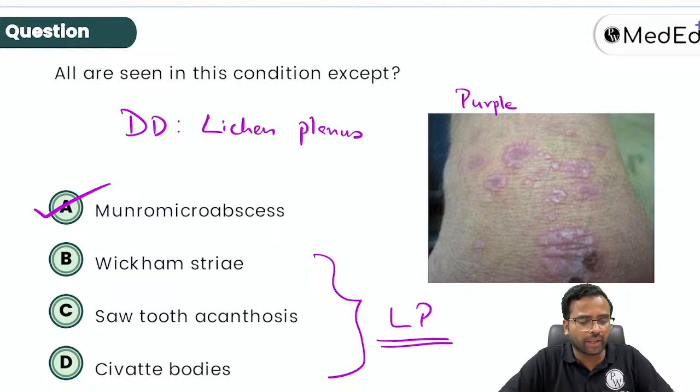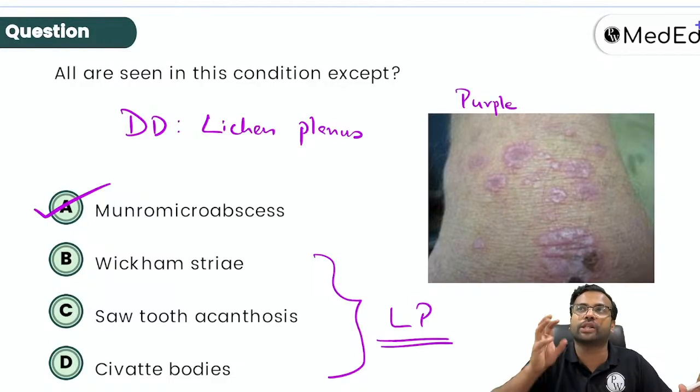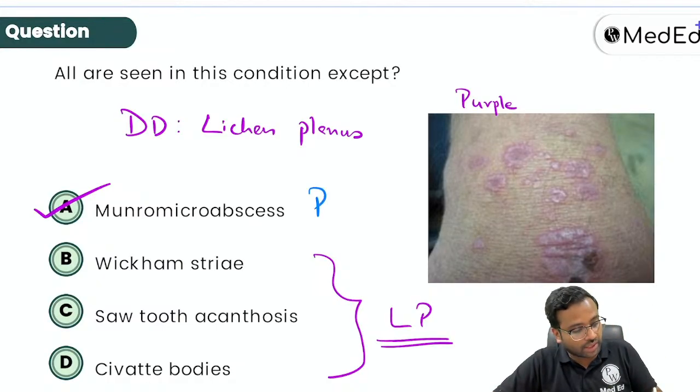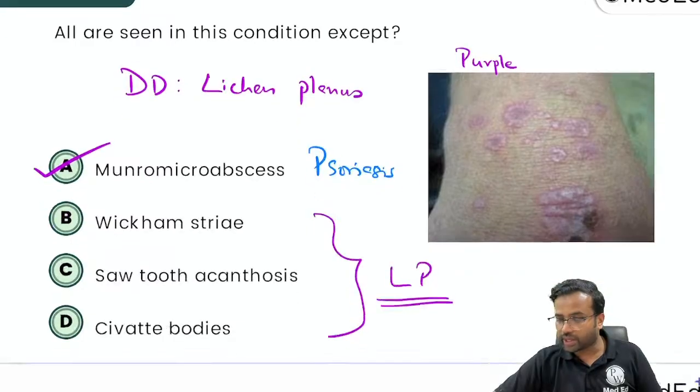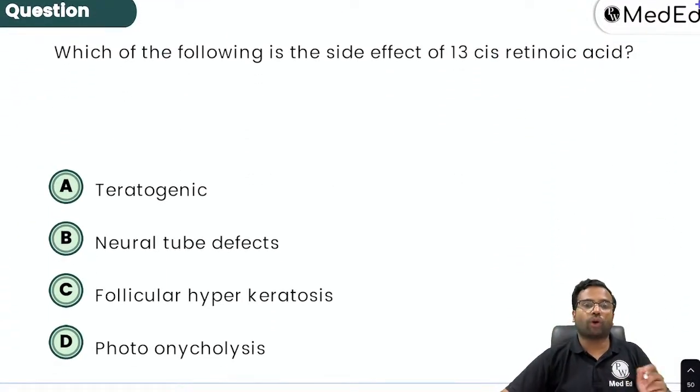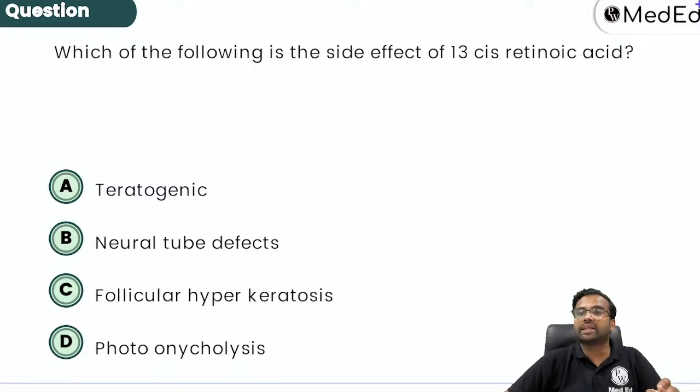Can anybody tell me where do you find a Munro microabscess? Some histopathology finding. The clue for you is a neutrophilic microabscess which can be seen in the stratum corneum. Yes, excellent. So this is seen in psoriasis. So this can be seen in psoriasis. Very good. So let's go to the next one. Which of the following is a side effect of 13-cis retinoic acid?